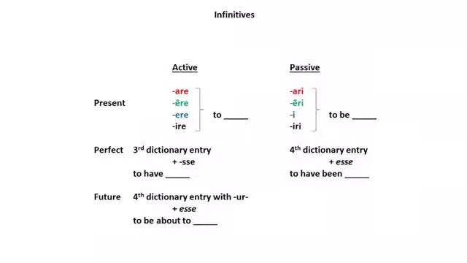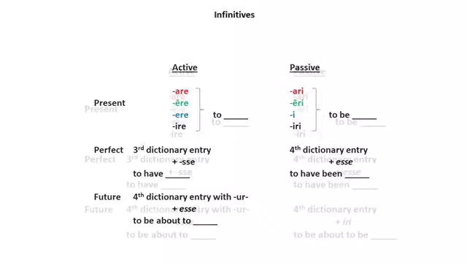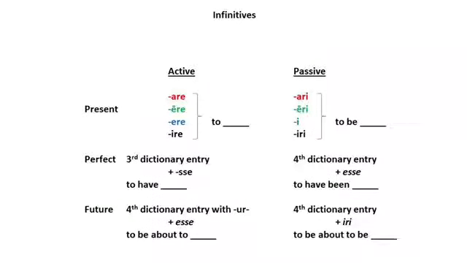Then comes the future active infinitive. It's the fourth dictionary entry with URU stuck in the middle, followed by the separate word esse. So again, it's going to be a 2-word verb form. To be about to blank. And finally, the future passive infinitive is the fourth dictionary entry plus the separate word iri. That's not a suffix. Again, it's a separate word, so another 2-word verb form. To be about to be blank.